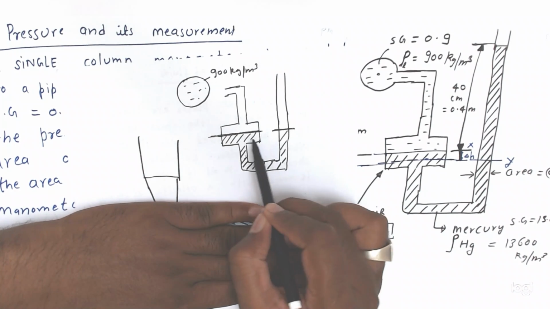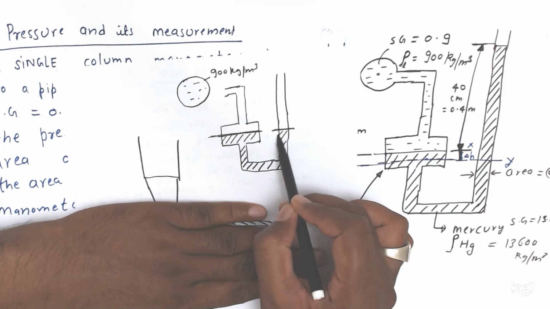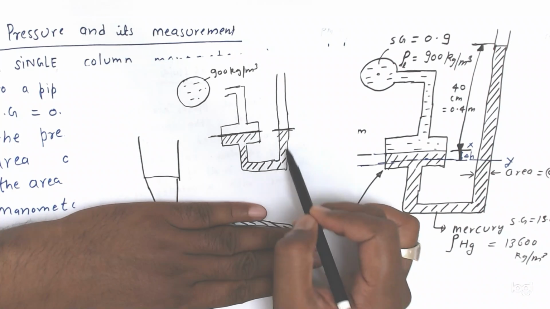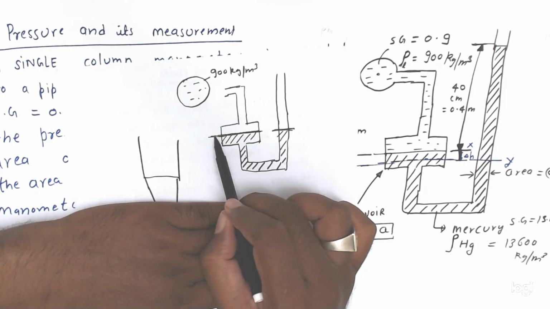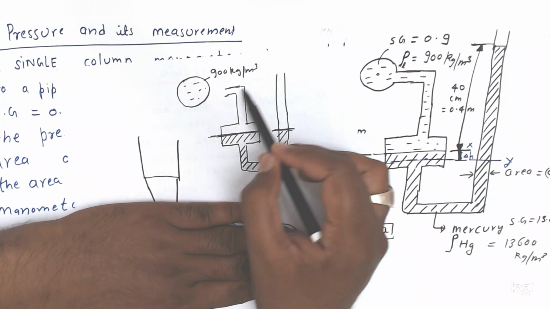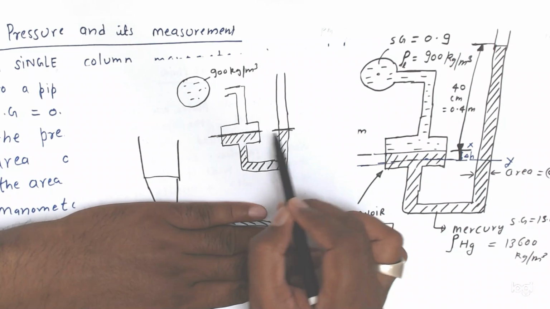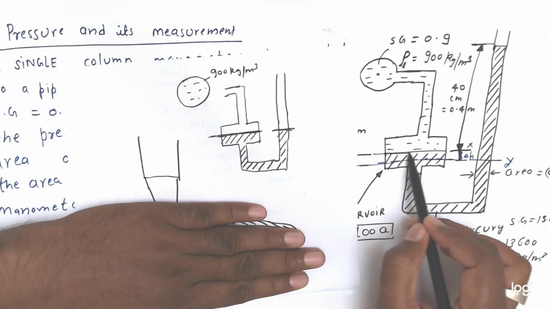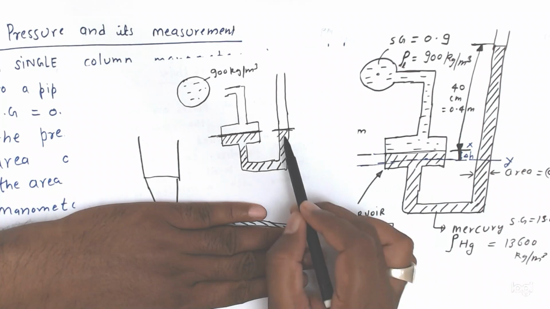Initial case, both the levels are the same, up to the same level, because the pressure on both limbs will be the same, as both are open. So the height will be the same. So it is like this, initial case it is like this, and here it is like this.